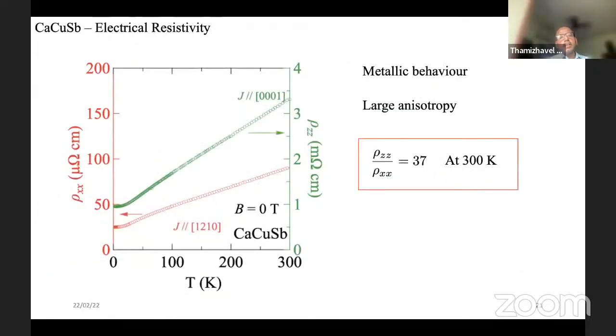The electrical resistivity is highly anisotropic. As you can see, when we pass the current along the basal plane, the electrical resistivity follows this red color curve. And if you pass the current along the C-axis, the electrical resistivity is very large, of the order of milliohms, but here it is of the order of a few hundred microohms. So there is a large anisotropy in the electrical resistivity. The anisotropy amounts to 37 at 300 Kelvin. And this shows a typical metallic behavior. The electrical resistivity follows a typical metallic behavior.